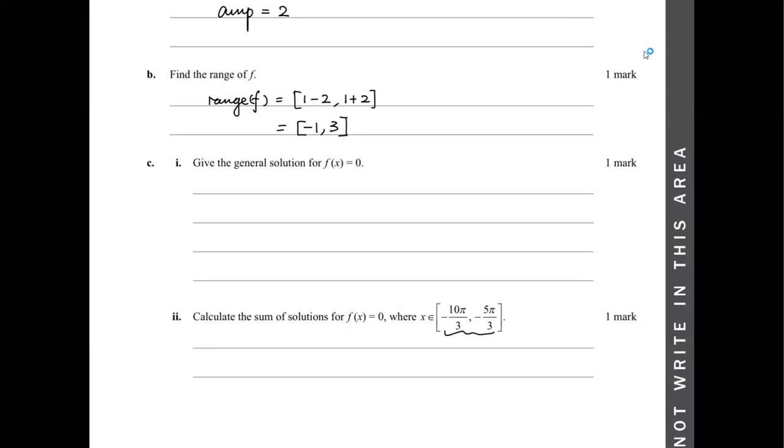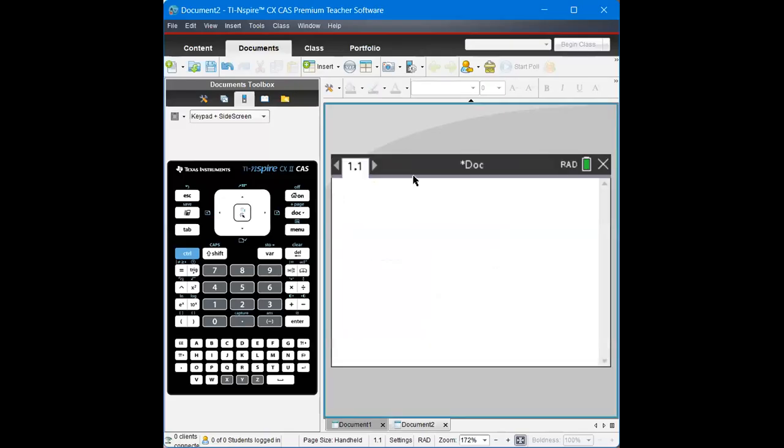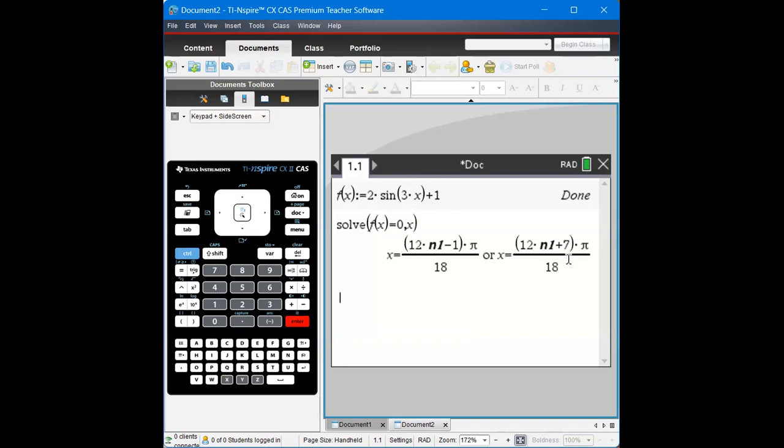Right, 1 mark each. So on the calculator, what I would do first is define this function. f of x is assigned to 2 sine of 3x plus 1, okay? And then we can solve f of x equals 0, comma x. And you will see there are two expressions.